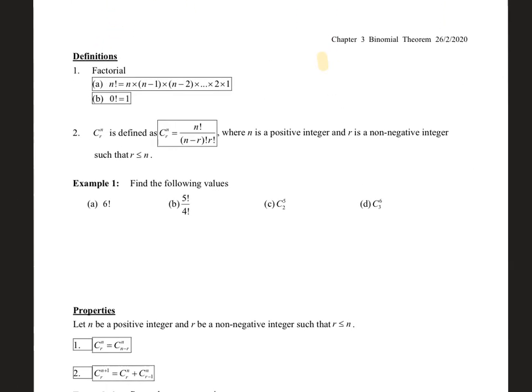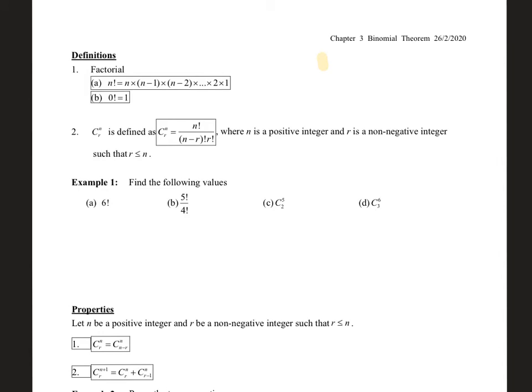Next, we come to a new notation which is called factorial. Its definition is quite easy. For n, which is a positive integer, n factorial means you are multiplying 1, 2, 3 up to the value of n. For example, if you are talking about 5 factorial, it means 1, 2, 3, 4, 5. And then 1 factorial, only one number, 1. And then by definition, 0 factorial is equal to 1. And then you may try example 1a by yourselves.